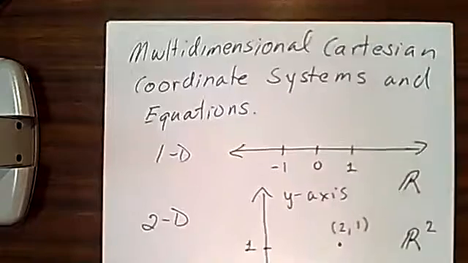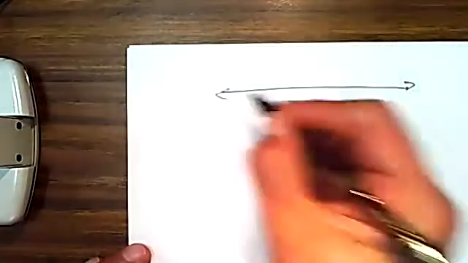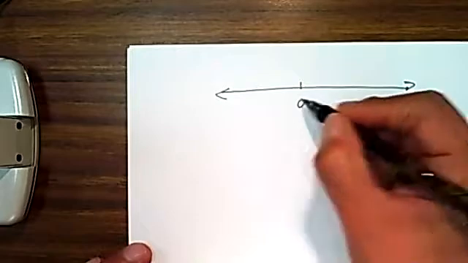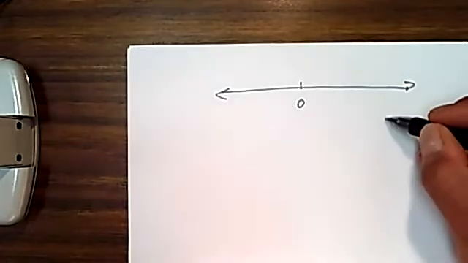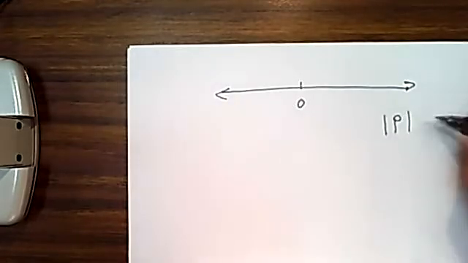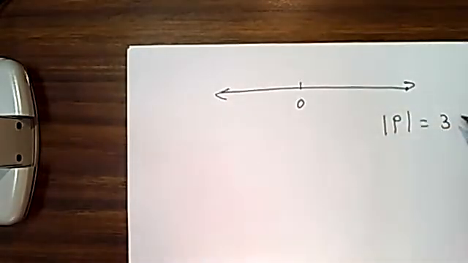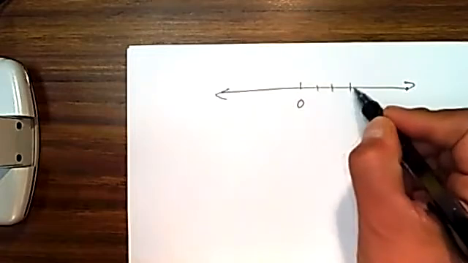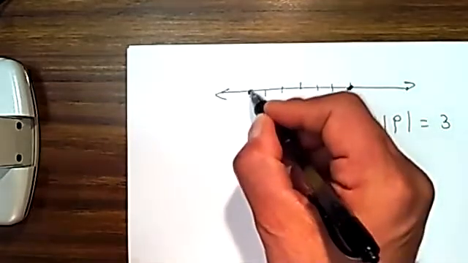Let's talk now about distances and magnitudes. Distances and magnitudes are pretty much going to be the same. If we have the 1-dimensional line with 0 in here, and if we write the equation, the magnitude of the points has to be equal to 3, the points on this line that satisfy that equation are the points that are 3 units away from the origin. So if we go 1, 2, 3, we got one solution to this equation. And then if we go 3 units on the left, we're going to be having another solution.